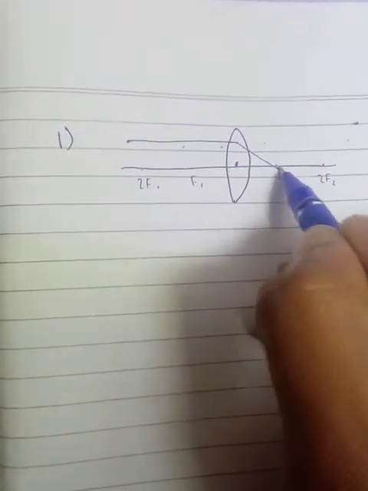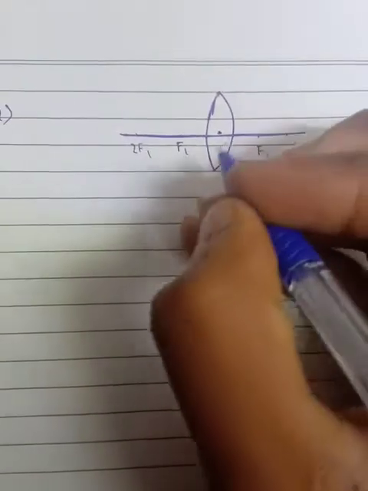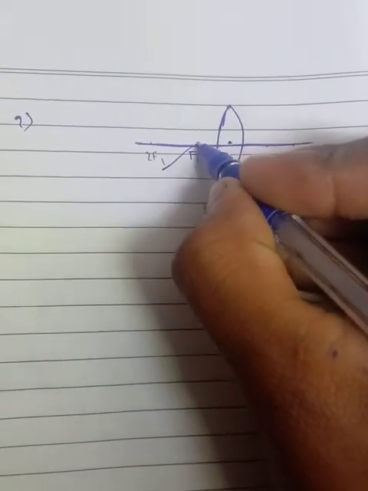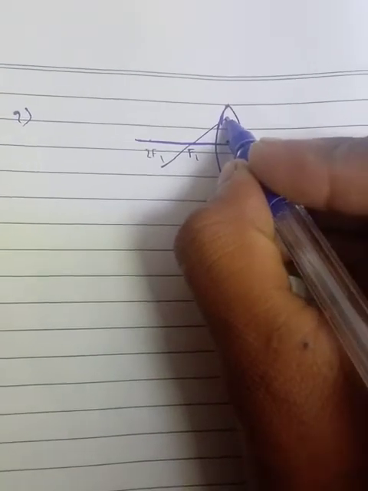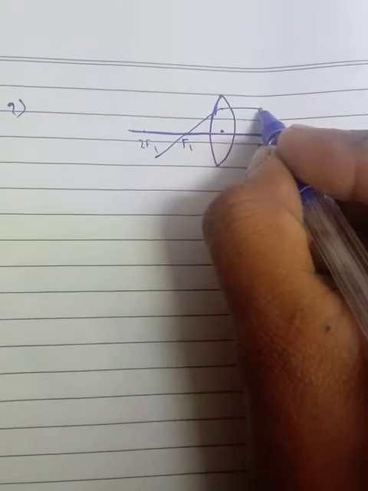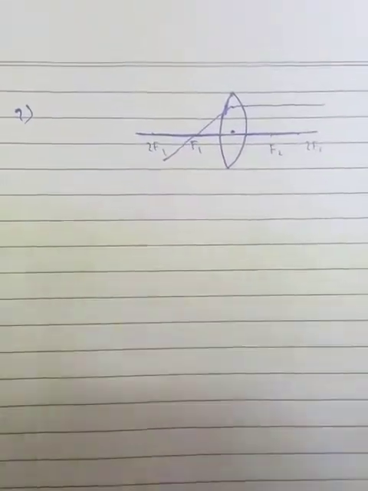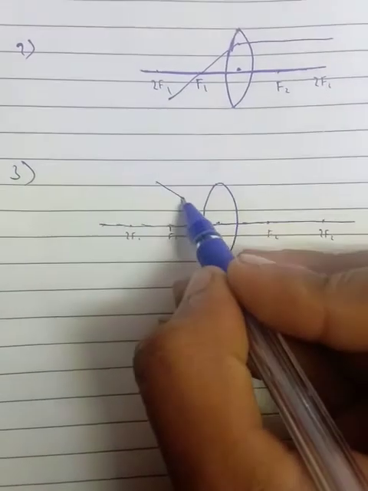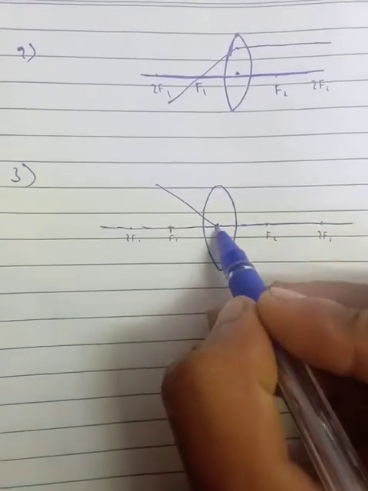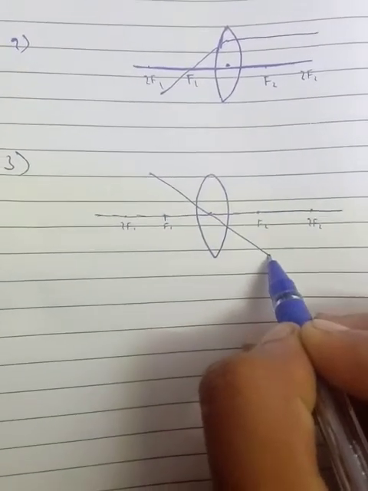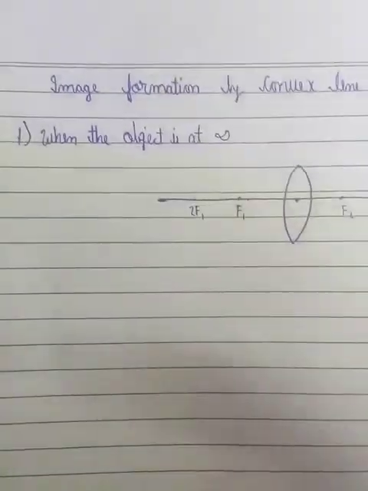Always. In the second rule, when the light ray passes through F1, after refraction it will pass parallel to the principal axis. In the third rule, when the light ray passes through the optical center, it will go undeviated through the lens.